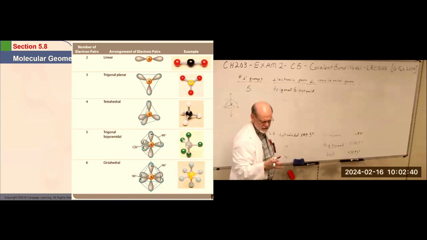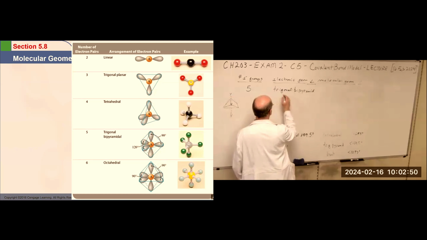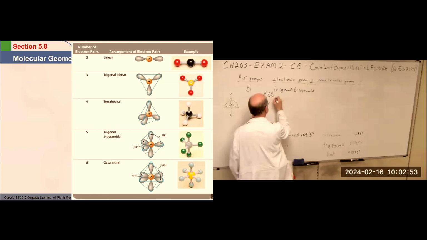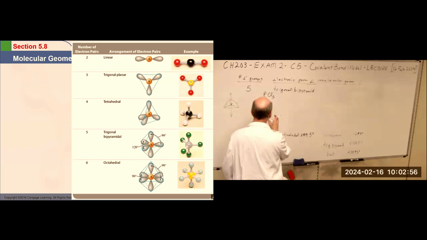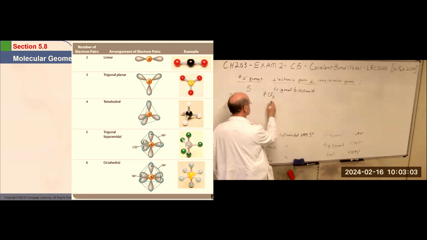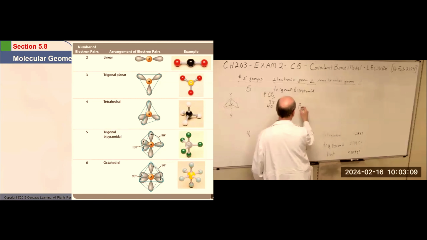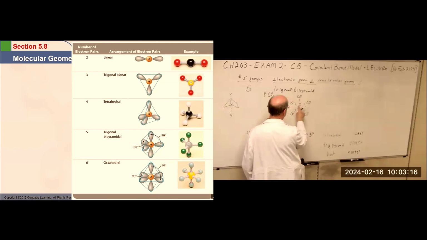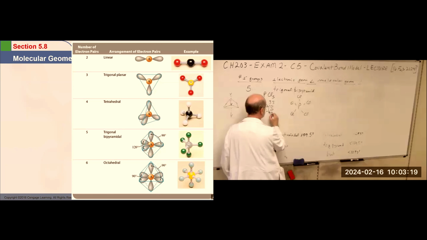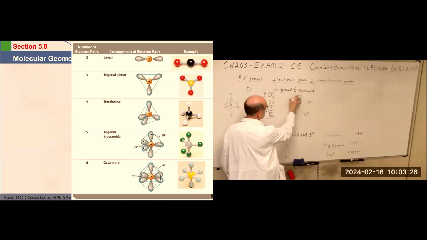Examples. Five groups: phosphorus pentachloride. If we have phosphorus pentachloride, then the question is, what's its electronic structure? 5 times 7 is 35, and phosphorus is 5, so it's 40 electrons. So we have P, 1, 2, 3, 4, 5, chlorine, 2, 4, 6, 8, 10. So down to 30, we have 2, 4, 6. 6 times 5 is 30.